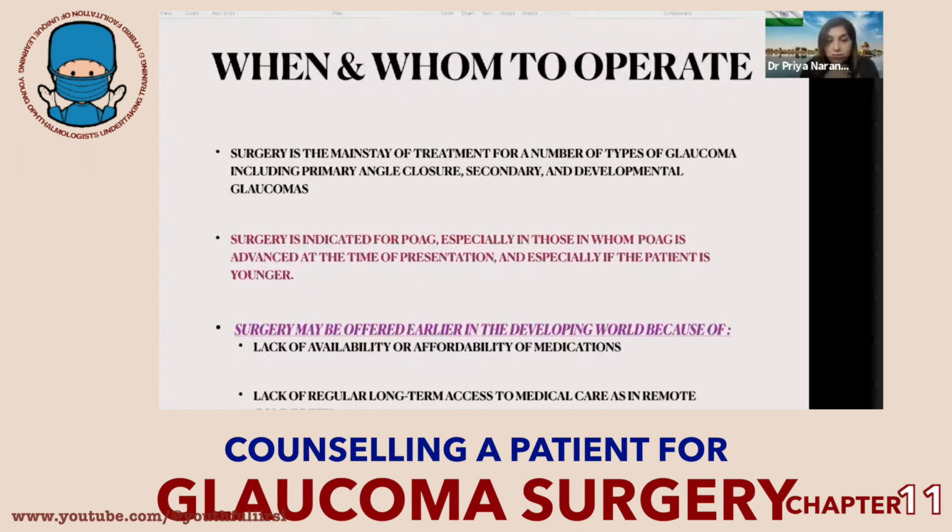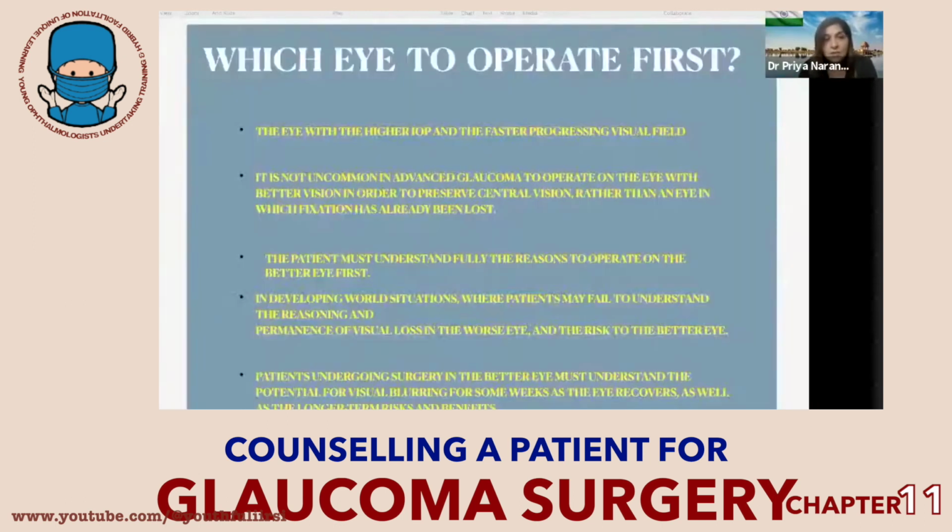Surgery is often indicated in open angle glaucomas, especially in those with an advanced stage of primary open angle glaucoma at the time of presentation, and especially if the patient is younger. So these are some specific cases where you would choose to take up these cases for surgery. But then again, I would like to say that it depends on lots of permutations and combinations. The next thing that you have is, which eye to operate first.